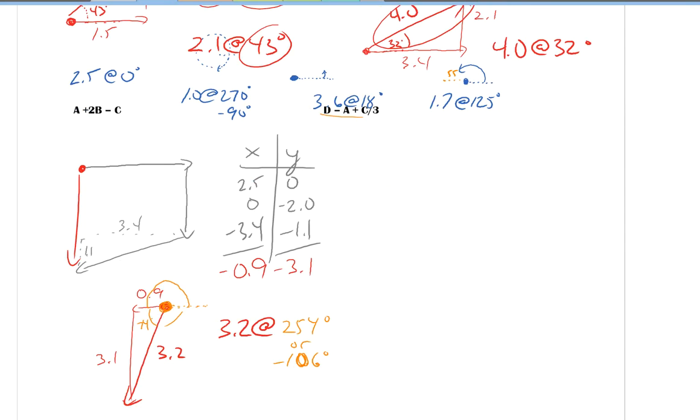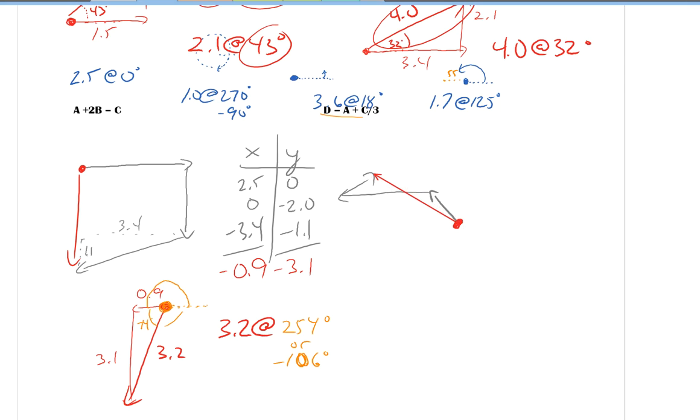All right, so first of all, d was something like this. Minus a was to the right, so minus a would be to the left, something like this. And then plus c over 3 was something like this. All right, so a little starting nub right there. So my answer will go something like that, give or take.